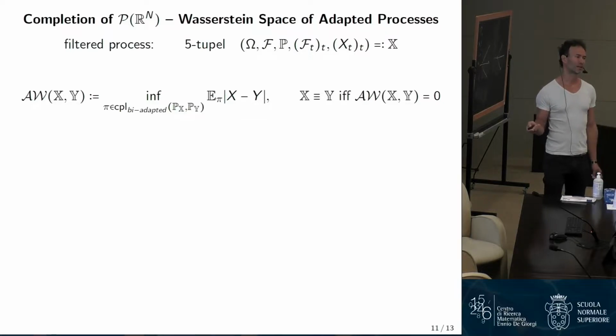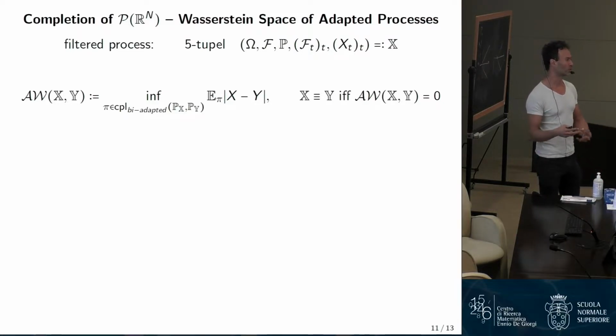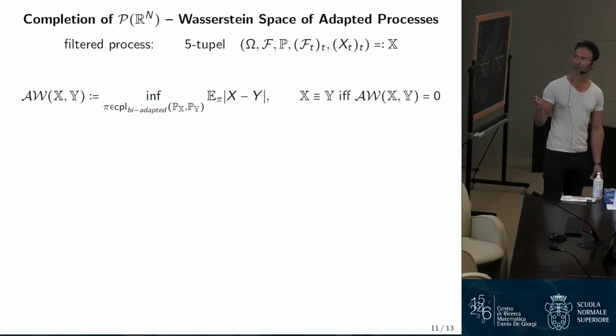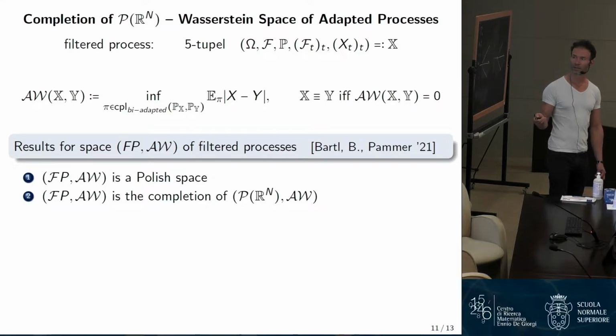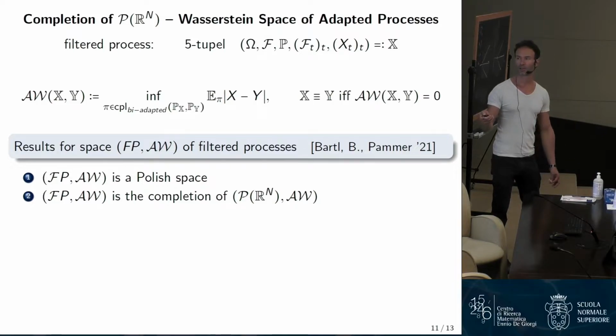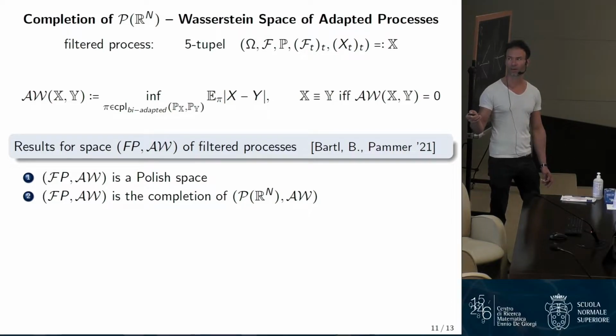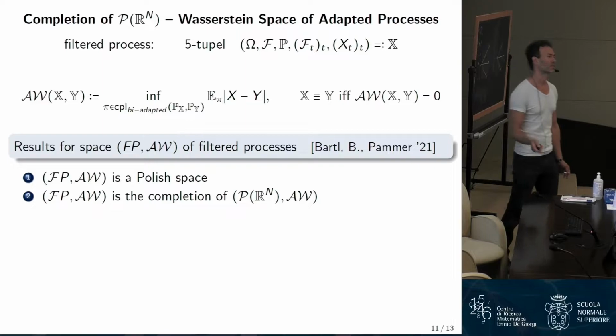The reason is that if you introduce different probability spaces, you can have lots of nonsense in it, so you have lots of redundancy. To get rid of this, you want to identify these. And what you end up with turns out to be precisely the completion of just taking probability measures on Rn together with the adapted Wasserstein distance.